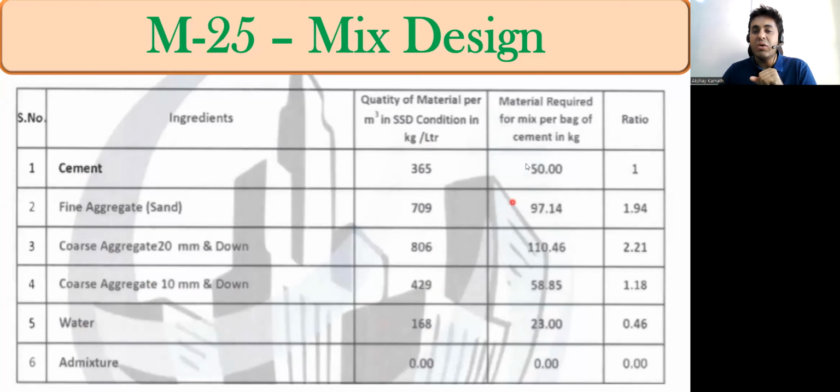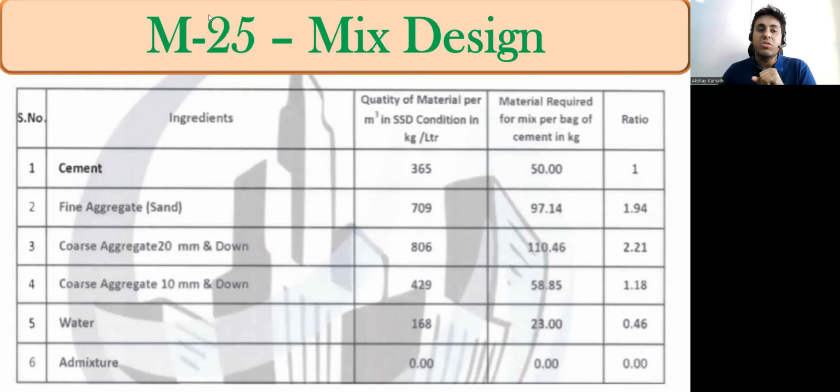Okay. And then they have given the ratio: for cement it is 1, for fine aggregate it is 1.94, for coarse aggregate it is 2.21, for coarse aggregate of 10 mm it is 1.18, and the water is 0.46. Now the first question is, how did they come to this conclusion of 1.94 and all?